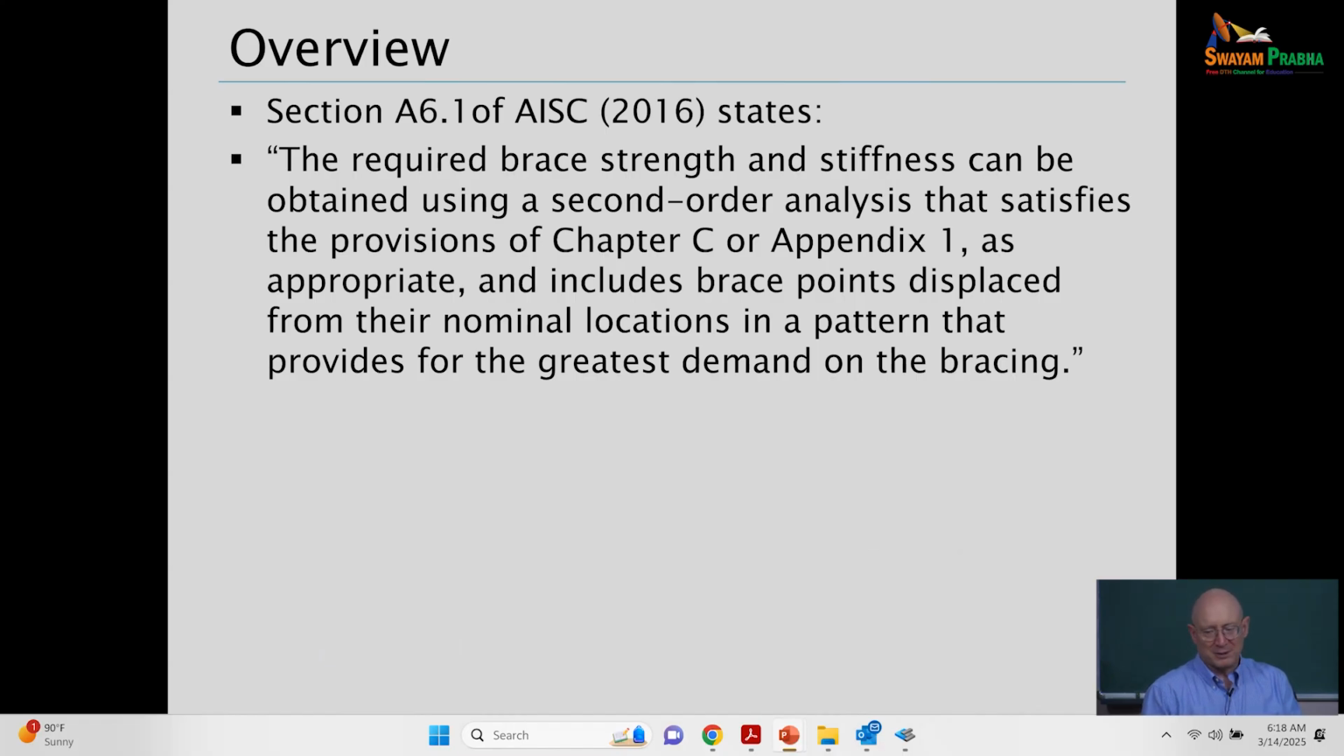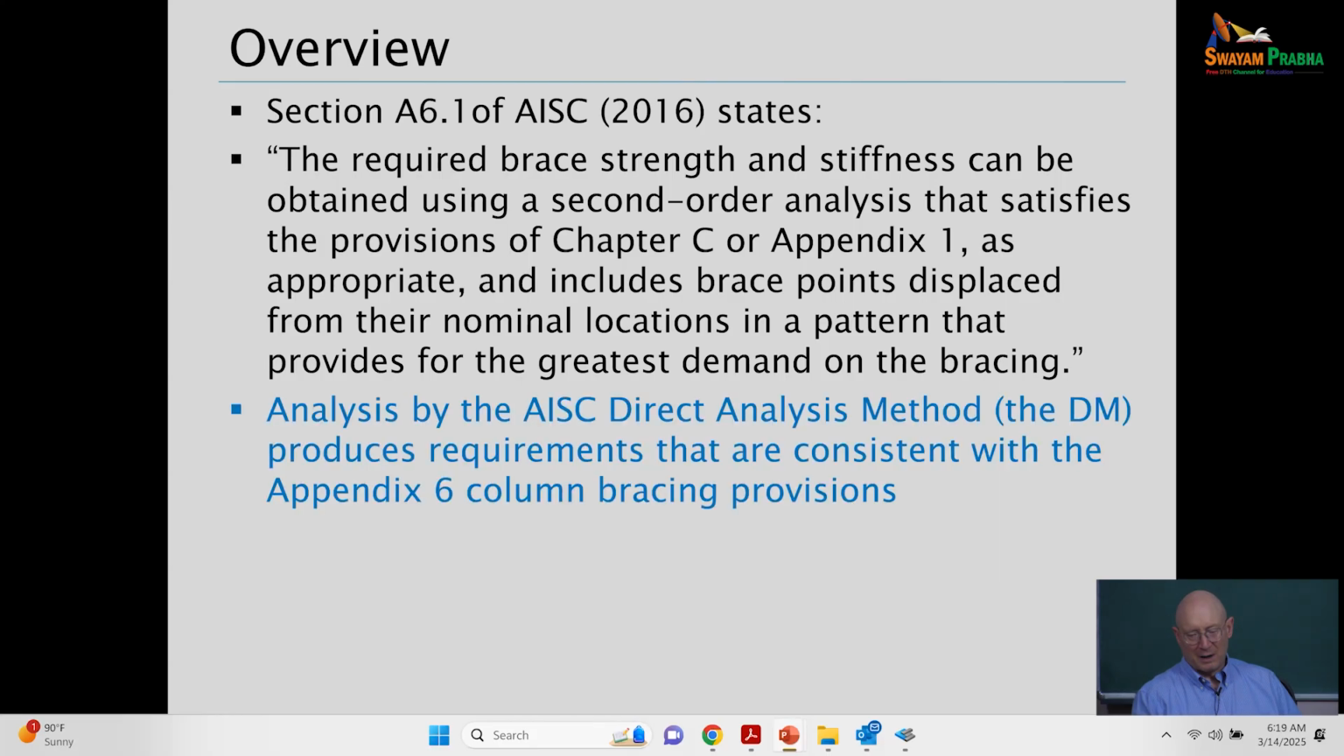The introduction to Appendix 6 of the AISC, it says 2016 here, but it's the same in 2022, basically says the required brace strength and stiffness can be obtained using a second order analysis that satisfies the provisions of Chapter C or Appendix 1 as appropriate, and includes brace points displaced from their nominal locations in a pattern that provides for the greatest demand on the bracing. So what does that mean? We'll talk about it a little bit.